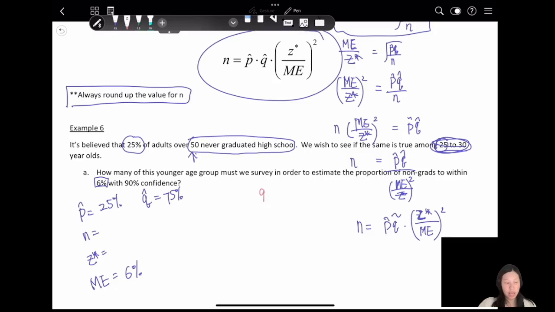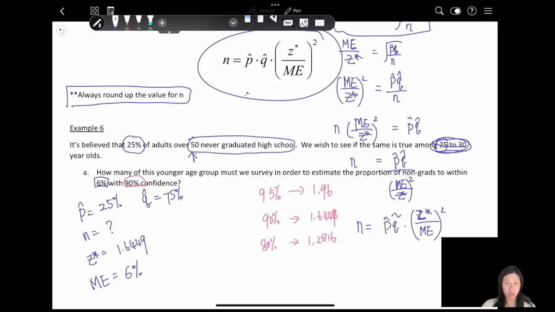If it's 95% confidence, that gives you the z-score of 1.96. 90% confidence gives you 1.6449, and if it's 80%, it gives you 1.2816. So here, 90% gives you a critical z-score of 1.6449. n is something that we don't know, because they're asking how many of the younger age group must be surveyed in order to estimate the proportion. This part we're trying to find out.